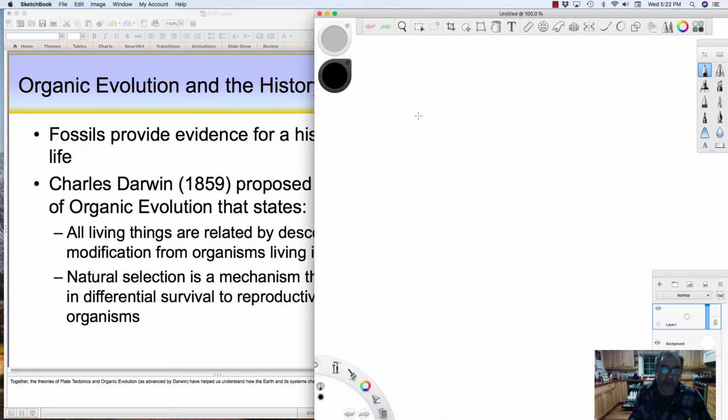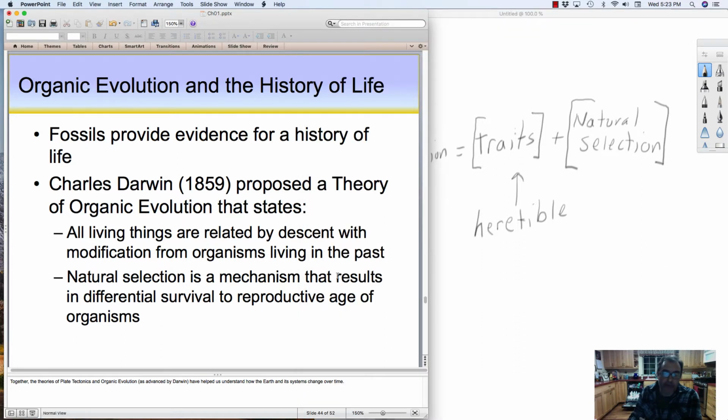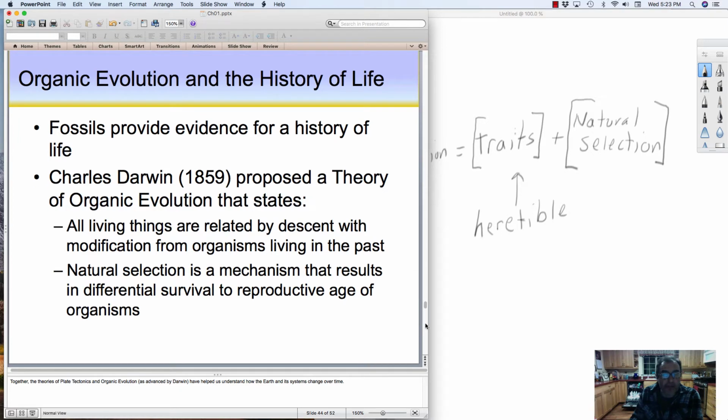There's an equation I use for evolution, and usually I say that evolution equals traits, and these traits are adaptations, something that you inherited from your parents. So these are heritable from your parents, plus nature, or natural selection. So here evolution equals the traits that you inherit that are heritable from your parents and their parents, and then nature selects those individuals, and that leads to evolution. Right, so we'll have a whole chapter on Darwin and natural selection later on.